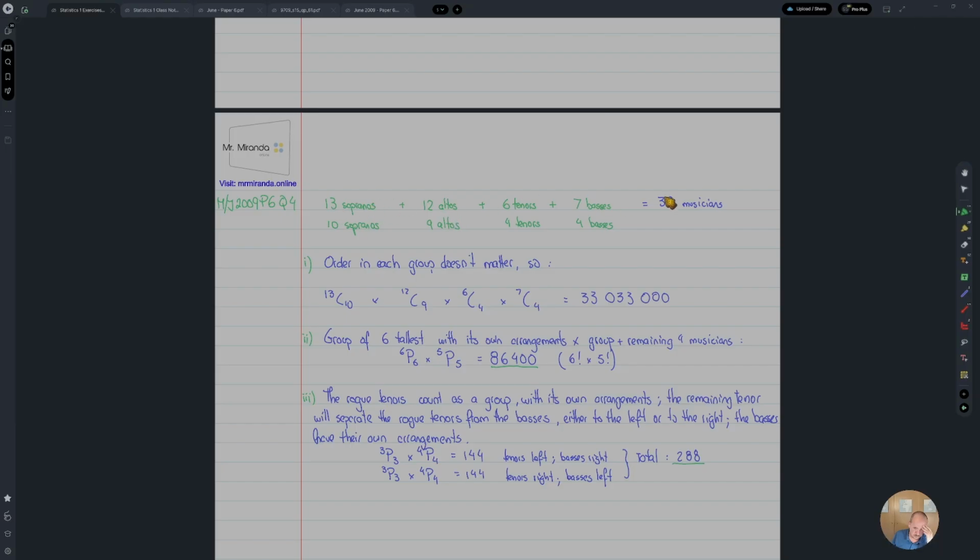Okay, you start with an overall of 38 musicians. The order in each group doesn't matter, so you are going to use combinations. For the sopranos, you have 10 out of 13. For the altos, 9 out of 12. For the tenors, 4 out of 6. And for the basses, 4 out of 7. Multiply them together, and this huge number is the total number of possible combinations.